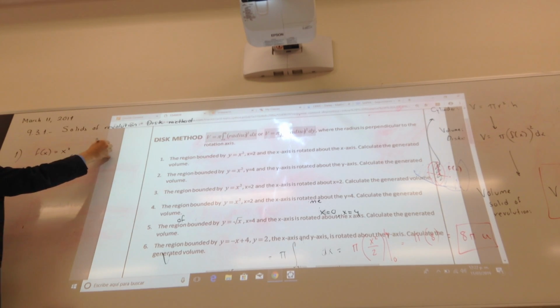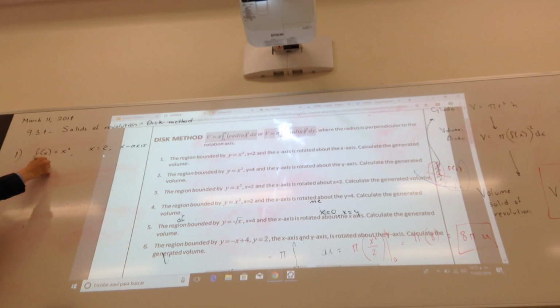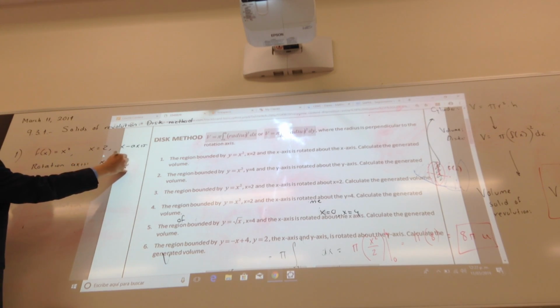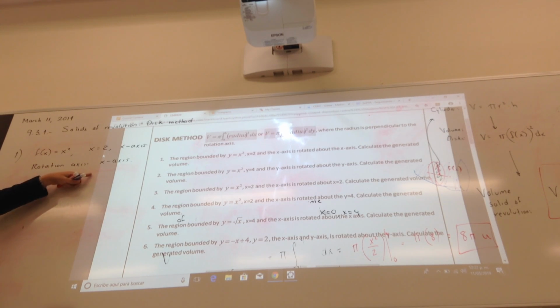The limits are x equal to 2 and the x-axis, and the rotation axis is the x-axis. This is not redundant because sometimes the axis is not the x-axis, sometimes the y-axis, sometimes another axis that is not one of the original ones. And that's going to be different. So here, what do you do first? Just like we did with the areas, we're going to graph. Two graphs, one in 2D, one in 3D, by hand.